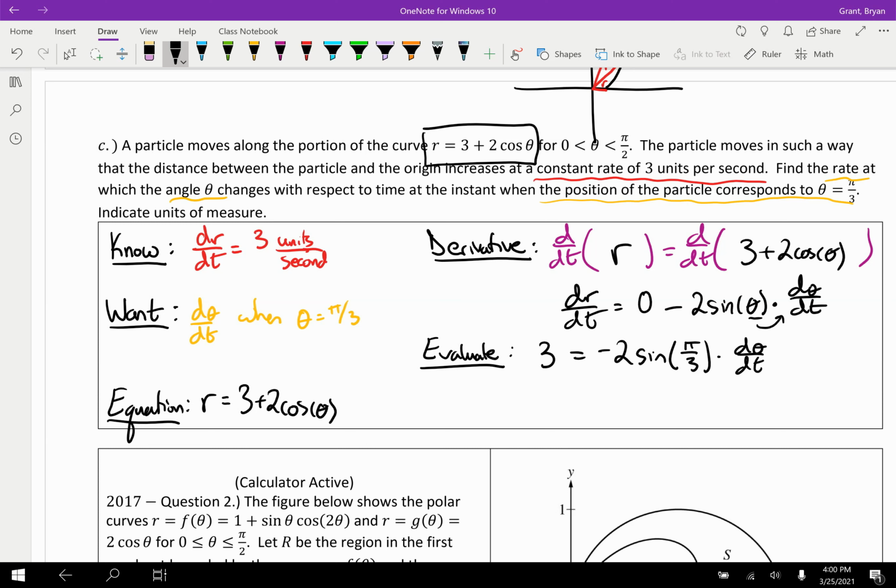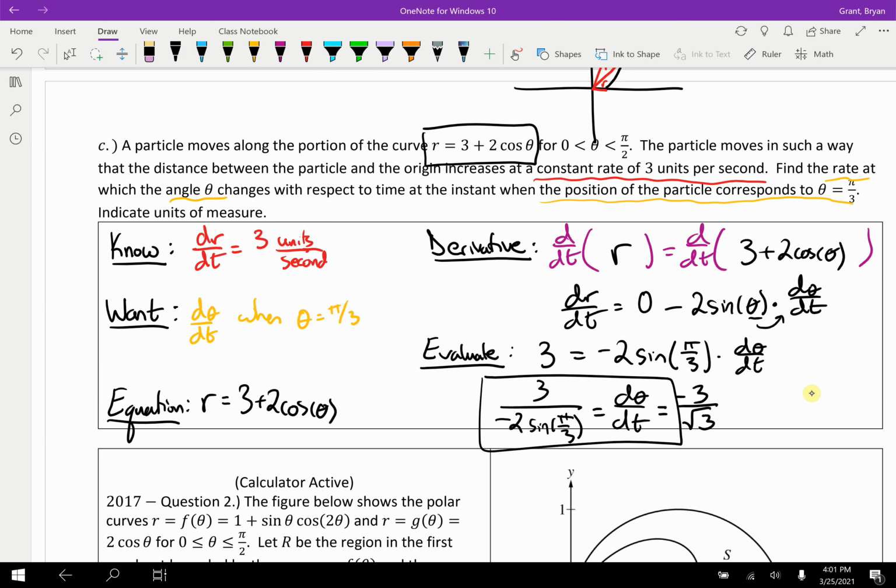Okay? So there's a couple ways to do it. The easiest, quickest way is to just divide everything off. And we say that 3 divided by negative 2 sine of pi over 3 is d theta/dt. And I'm done. Now, if you did want to evaluate that and check your work, it is negative 3 over the square root of 3. It takes a little bit of working to see that answer, but I would just stop here. It's a free response. Don't do extra work.